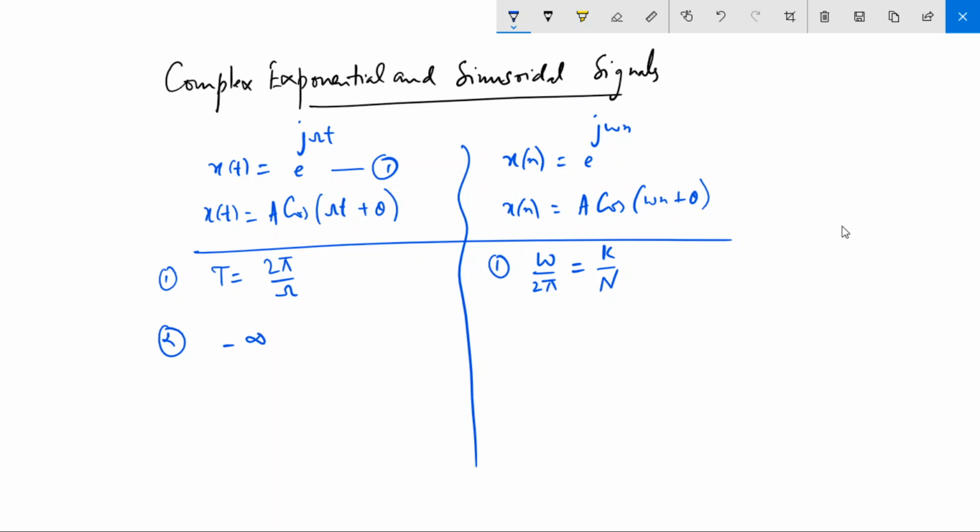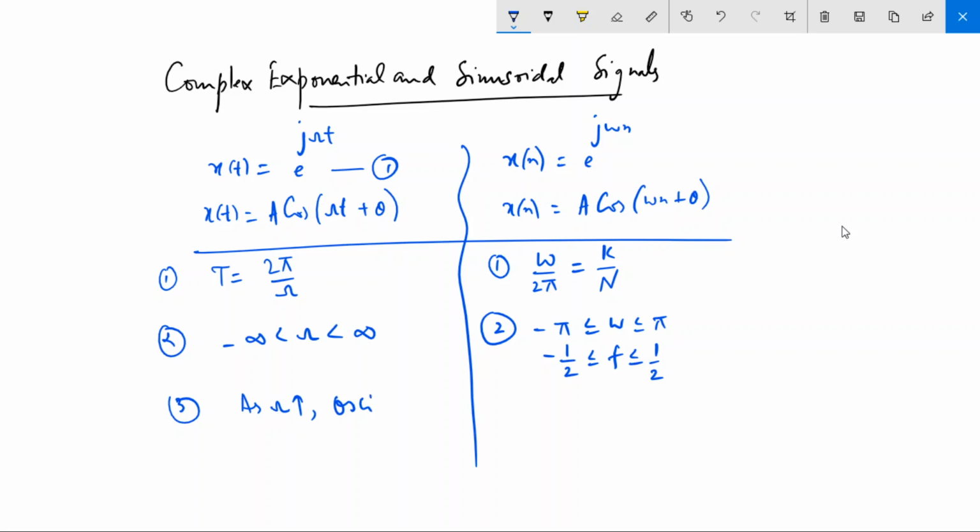The second was these signals have infinite bandwidth, whereas the frequency of these signals, discrete time sinusoids or complex exponentials, is limited between pi and minus pi. Or you can say in terms of f, it is limited between minus 1 by 2 to 1 by 2 only. And the third difference was that in continuous time, as you increase the frequency, the rate of oscillations starts increasing. This is not the case here.